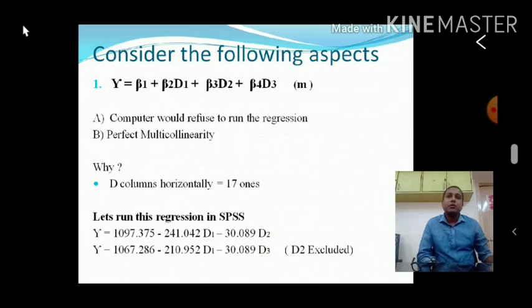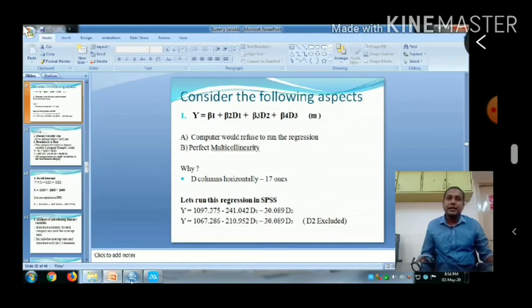So this happens. Why does this happen? Because when the d columns horizontally add up to the 17 ones, that means when we have 17 states and also three columns, dummy variable 1, dummy variable 2, dummy variable 3, and the values of 1 add up to 17, equal to the 17 states, it's very difficult to run the regression in SPSS. Sometimes it may refuse, sometimes it will take, but the result will be wrong. Let us understand that in SPSS practically.